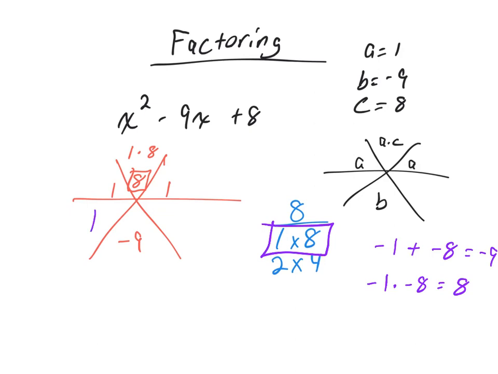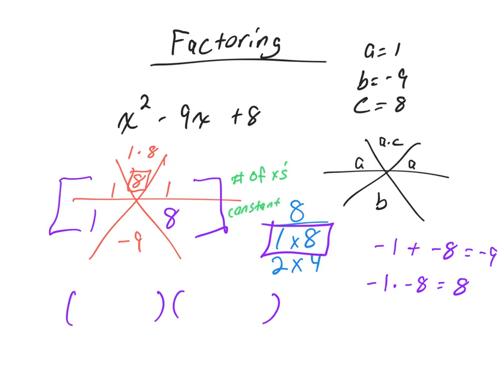So I've got 1, and then I've got 8. As I'm going through this, these sides are going to be my parentheses. These are going to be my factors. Top number is always going to give you the number of x's, and the bottom is always going to be your constant. So now that I have top number and bottom number figured out, I'm going to plug those in. Each set here will be a set of parentheses. So I've got 1 in here, so top number's number of x's. I've got 1x. And then I've got my constant here.